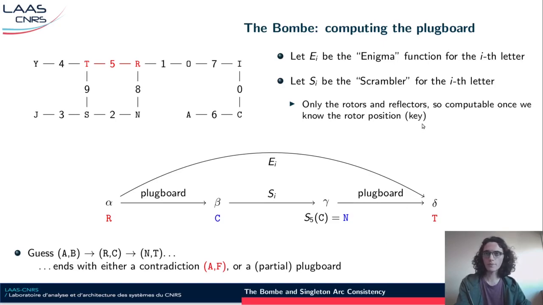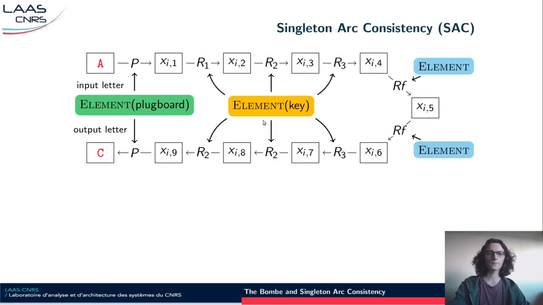This is called a stop, and once you have a stop, you can try to decipher the rest of the message with the key and the plugboard assignment, and if it's not gibberish, then you have found the message. So this is what Singleton Arc Consistency does.